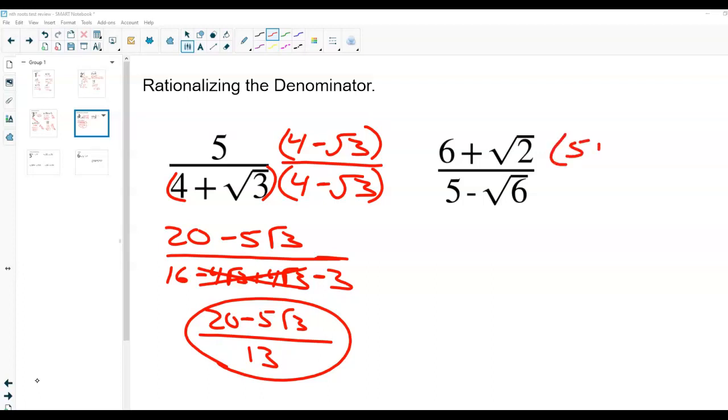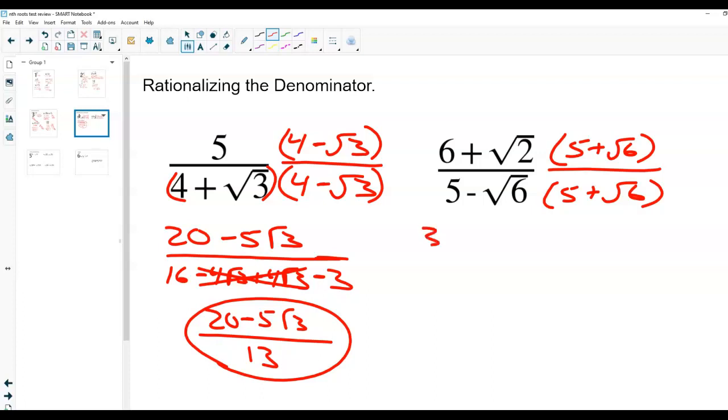Same deal on this one. We're just multiplying by the conjugate. That denominator with the middle sign switched. You're basically creating a difference of 2 squares. This is automatic. Now on the top, you're foiling.